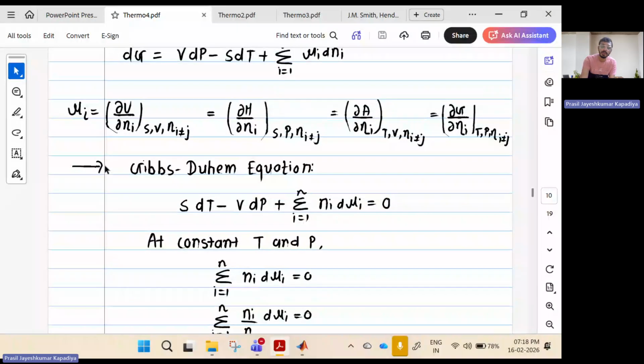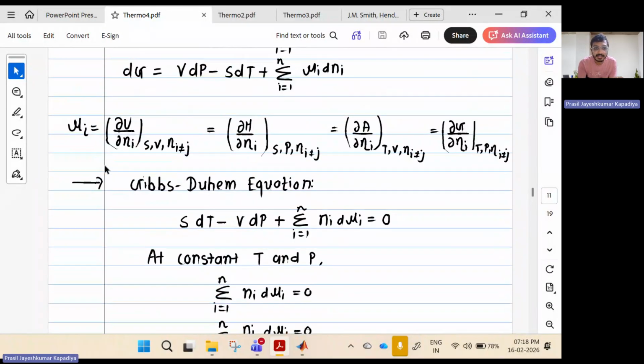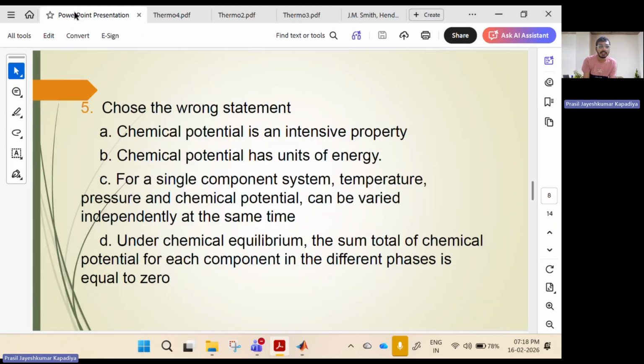For a multi-component open system, I can write this as S dT minus V dP plus summation i equal to 1 to n of ni into d mu i is equal to 0. So this statement is completely wrong, which says that for a single component system, temperature, pressure, and chemical potential can be varied independently at the same time. The correct statement will be that they cannot be varied independently at the same time.